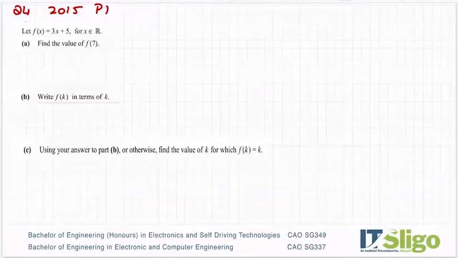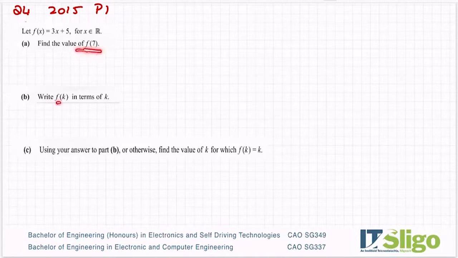Okay, this little question from the 2015 paper was either really easy or really difficult for some, okay? So I want to make sure that the terminology is okay for everybody. The function said, let f of x equal to 3x plus 5. And then it says find the value of f7, okay? So this throws some people, and for others it's okay.